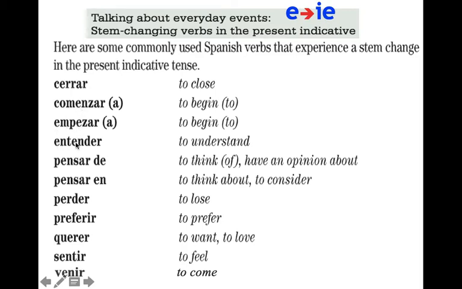Now, in a couple of cases, you're going to see that there are two E's. You might think, wow, okay, which E changes to IE? Just keep in mind that it's going to be the E that is closest to the ending. So in empezar, it's the E closest to the AR. Entender, the E closest to the ER. Preferir, the E closest to the IR. Now they're going to scroll by and see if you can call them out before they leave the screen.